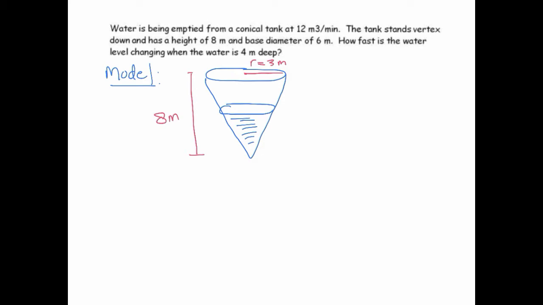How fast is the water level changing when the water is 4 meters deep? So let's take note of what we know and what we want. We know that the water is being emptied from the tank at 12 cubic meters per minute, and since that's a change in volume, I'm going to label that the change in the volume with respect to time, dV/dt. Now since it's being emptied, we're losing volume, so I'm going to write it as negative 12 cubic meters per minute.